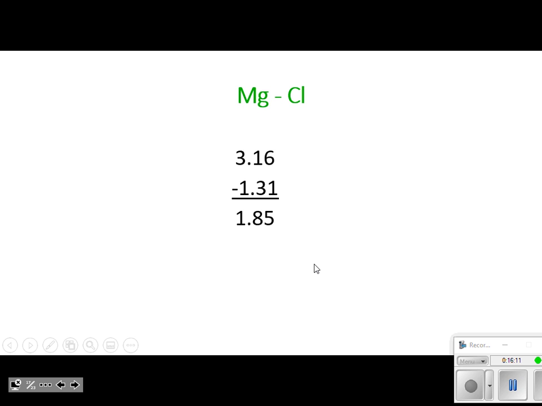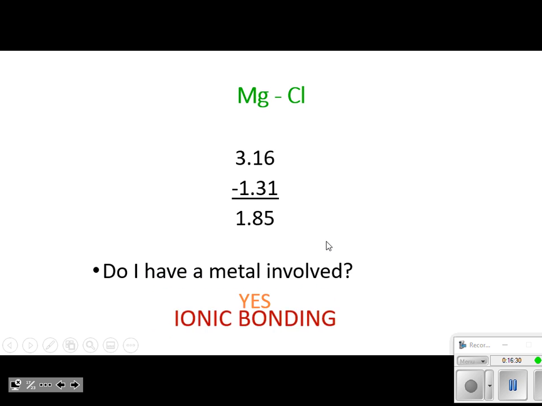So I need to check, do I have a metal? Paige? Yeah, what's my metal? Magnesium is a metal. So do I have a metal involved? Absolutely, Paige says. So that tells me that since I have a metal involved, I throw this into the ionic bonding bin.